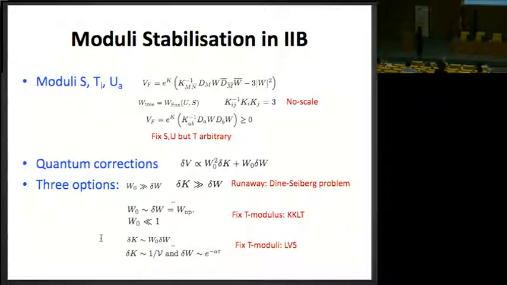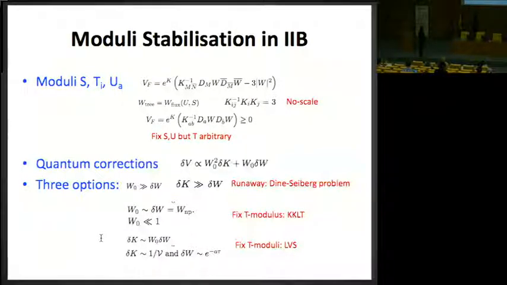So in that sense, delta K will go like 1 over the volume, but delta W can go like e to the minus a tau. In KKLT, both tau and volume are the same, so this cannot compete with each other. But the generic case is that you have many moduli, so this will be a blow-up mode, and this is the overall volume, so then they can compete with each other.